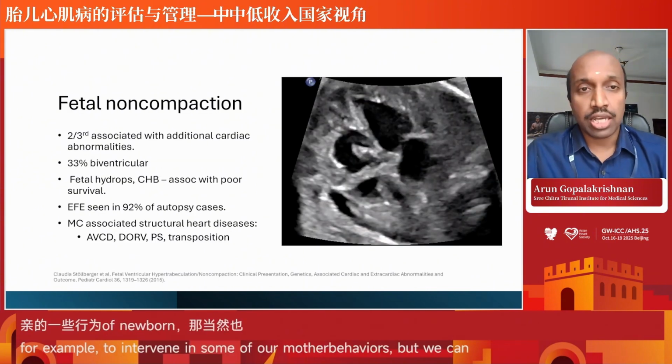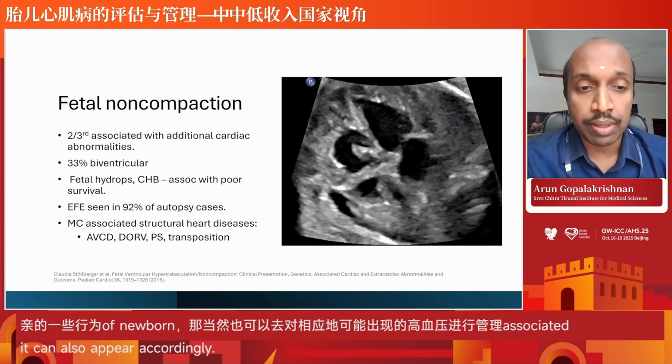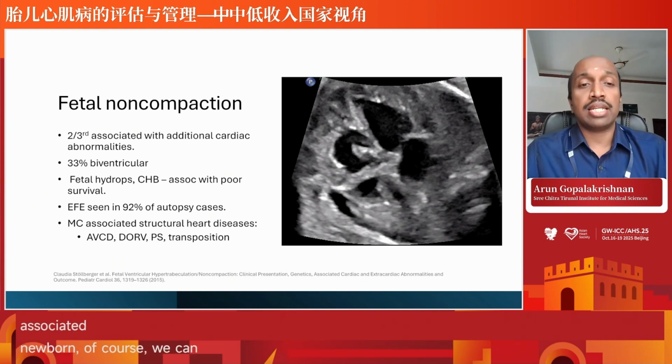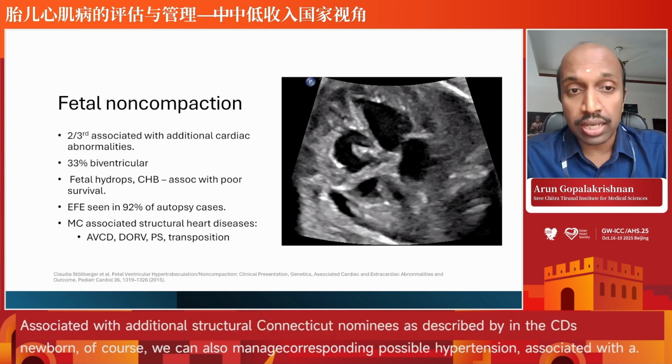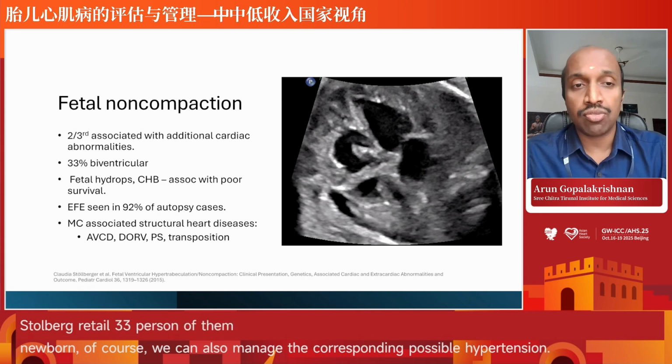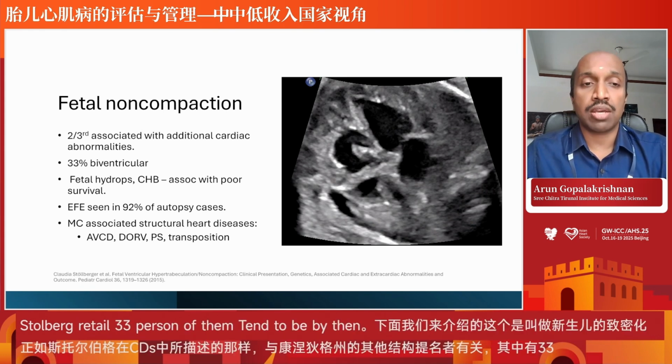Fetal non-compaction, as we saw earlier, 2/3 of them are associated with additional structural cardiac anomalies, as described in this series by Stollberger et al. 33% of them tend to be biventricular, unlike in postnatal life. And when they present with fetal hydrops and complete heart block, they are markers of poor survival.